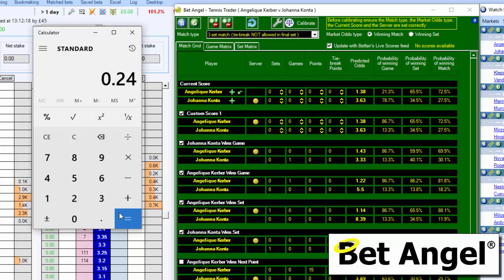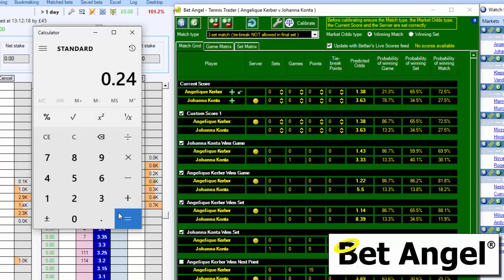So if we were able to trade that with £100 at 138 by backing and then laying at 114, then we would make 24 ticks on that particular trade. We make £24 on that particular trade in the market. So that could be a scenario that we choose to do. We decide to back Kerber and trade out after the first set, in which case we would make 24 ticks.